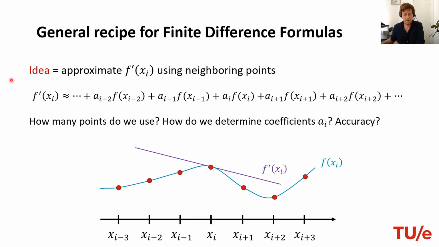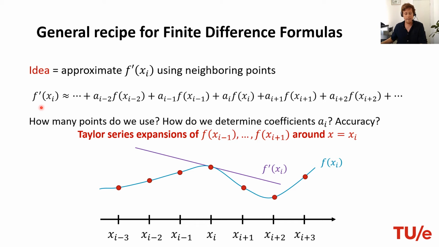Now there are obviously a lot of free variables here. So how many points do we use? So far we've only looked at schemes with 2 points, so a forward difference, a backward difference, a central difference. But obviously we can take more points. But how do we choose how many points we actually use? And then also a question that pops up is how do we determine these coefficients such that the weighted sum actually is a good approximation to this derivative? And what can we say about accuracy? So how accurate is our approximation?